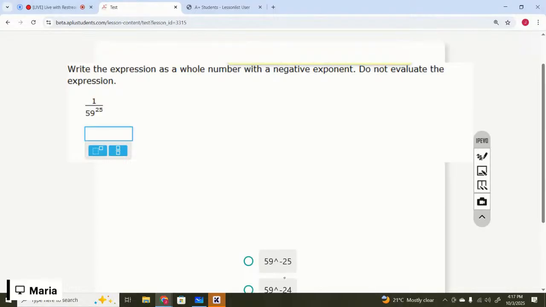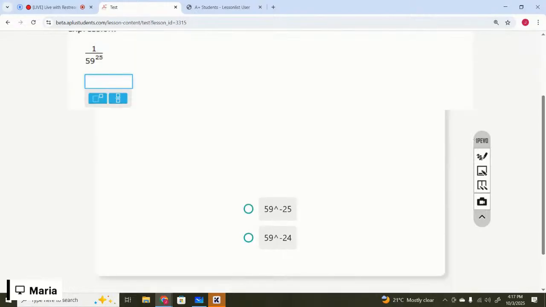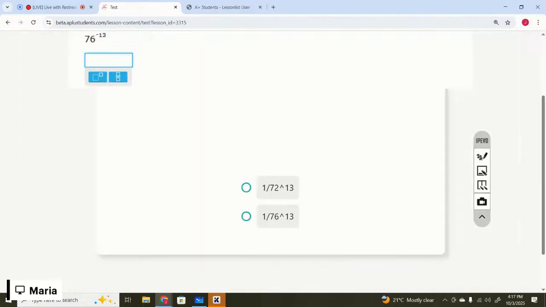1 divided by 59 exponent 25. So you need to write it as a negative exponent. So you need to write it in the numerator. So it would be 59 exponent negative 25. Option number 1 is the correct option.